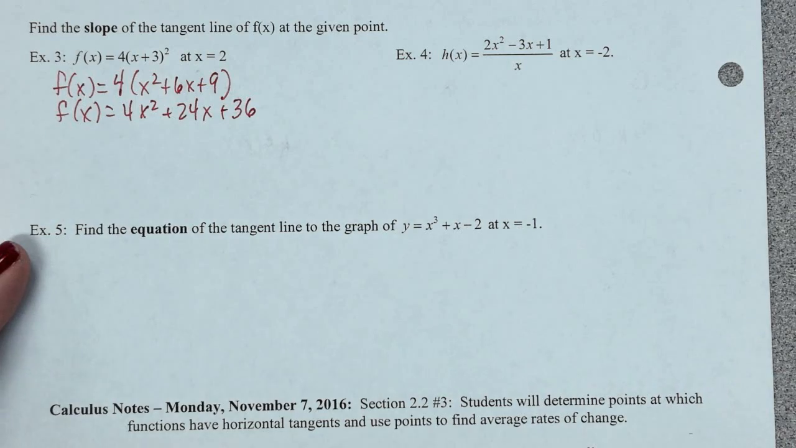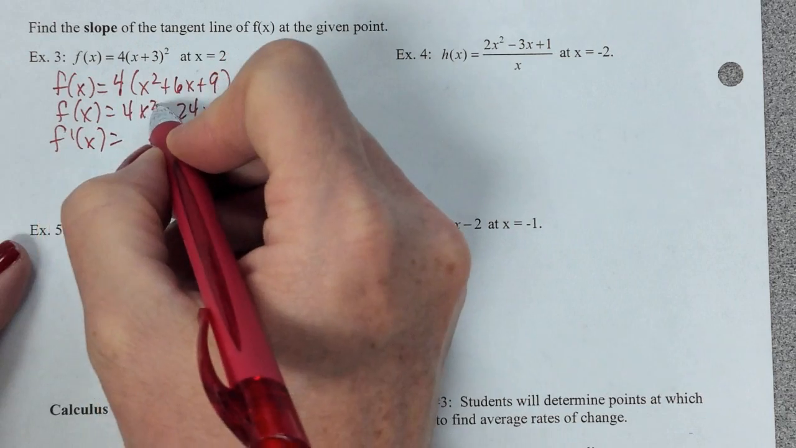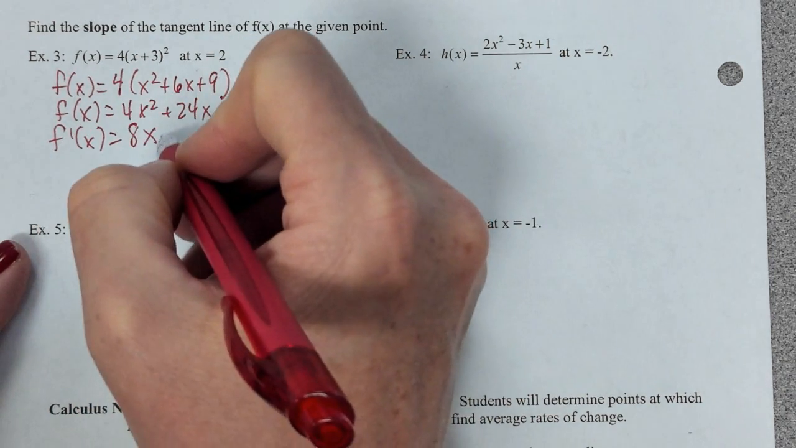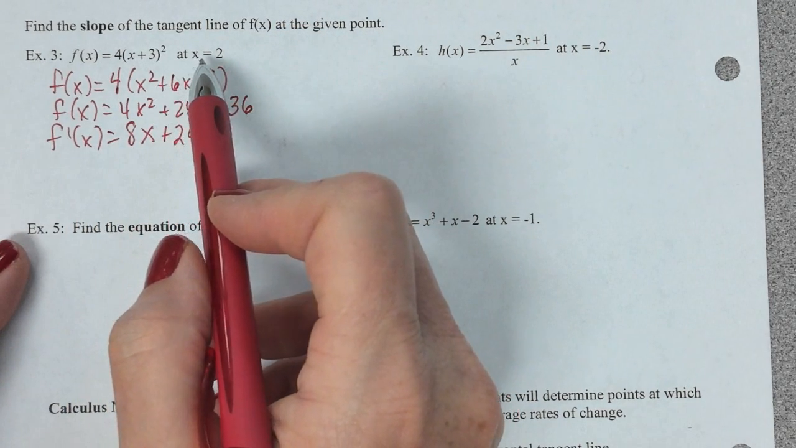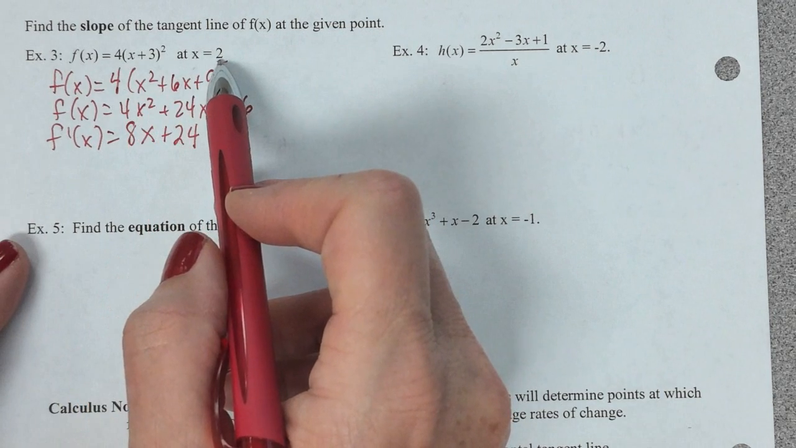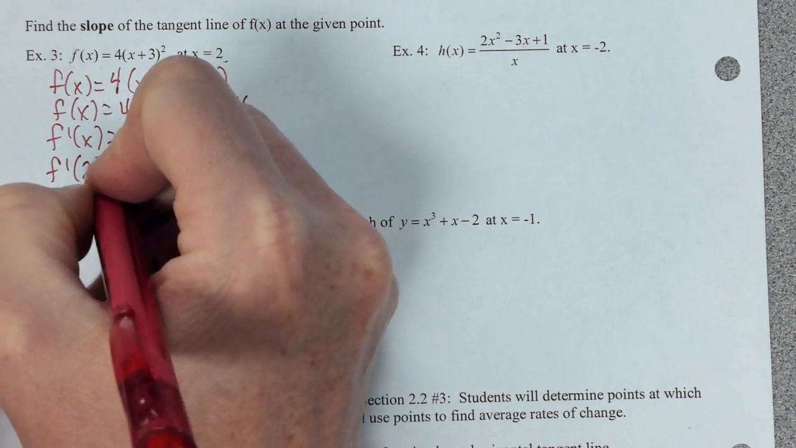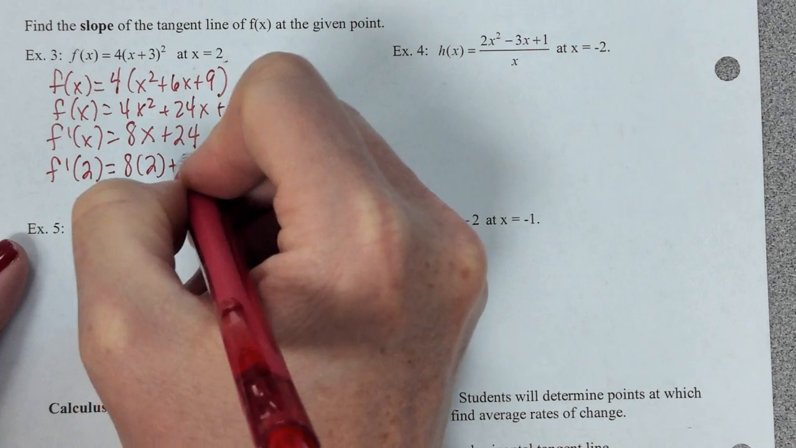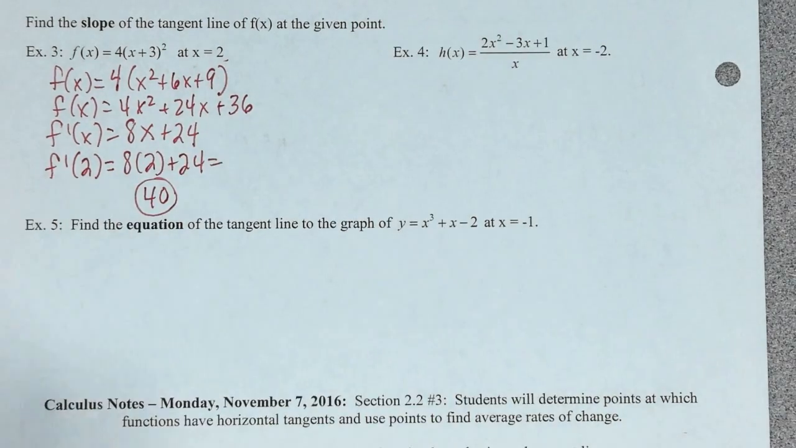And now we're just going to take the derivative of each term. So the derivative of 4x squared is 8x. The derivative of 24x is 24. We're trying to find the specific slope now of the tangent line to this at 2. So what do I do with the 2? Plug it into this derivative. So f prime of 2 is 8 times 2 plus 24. That's 16 plus 24, which is 40.